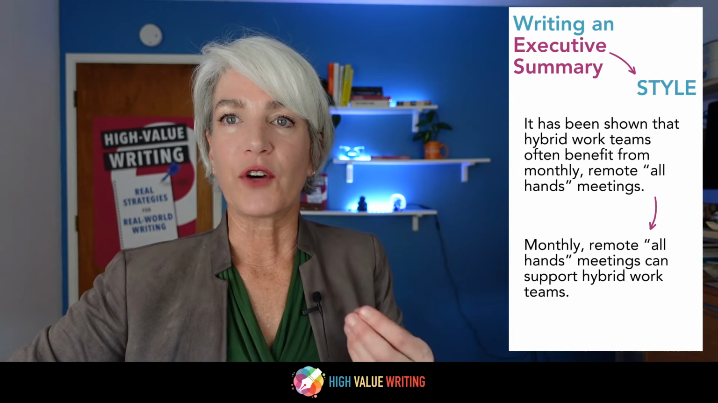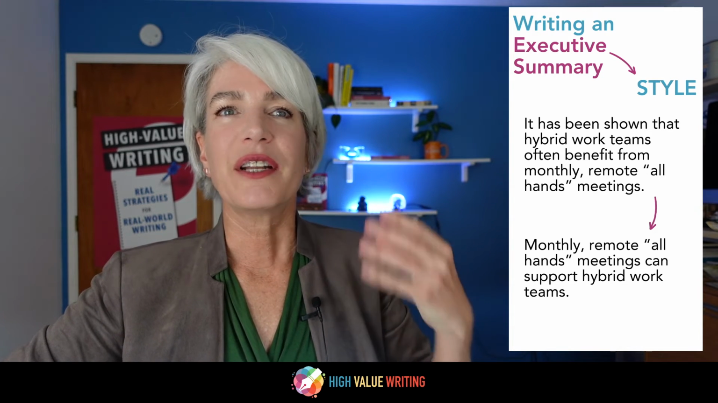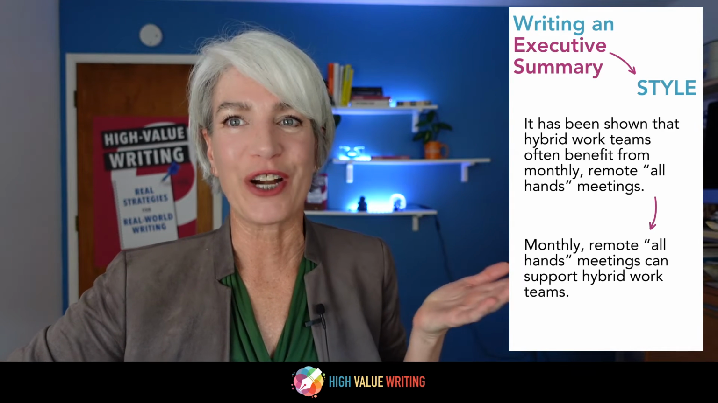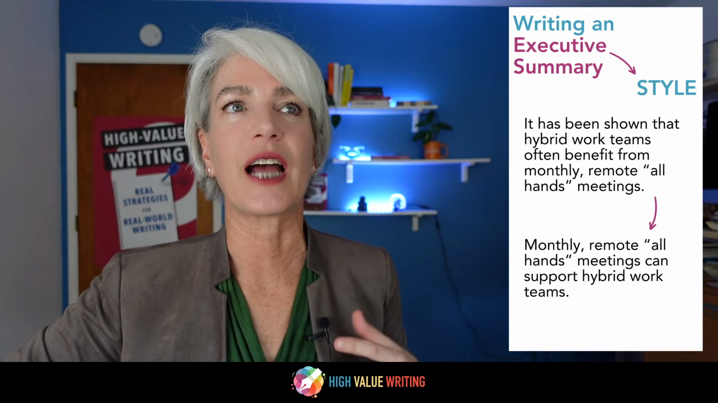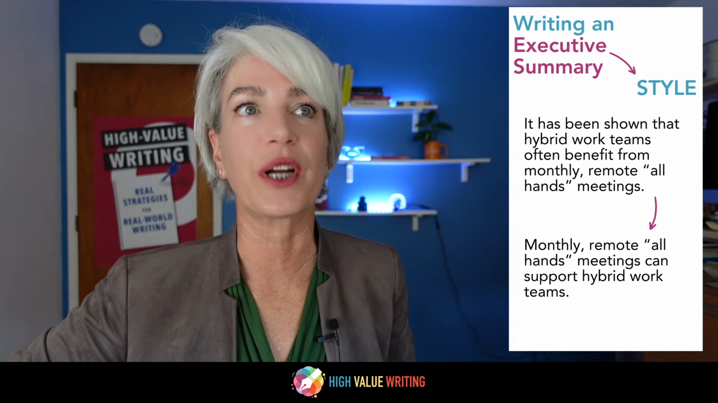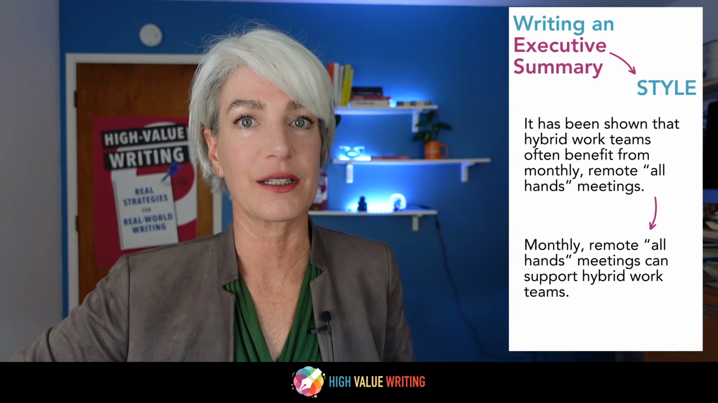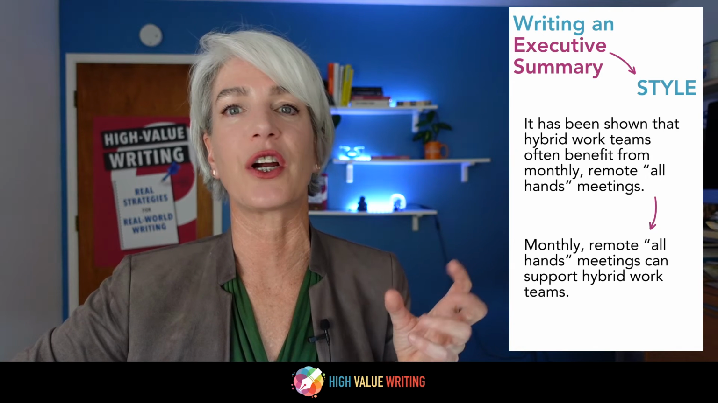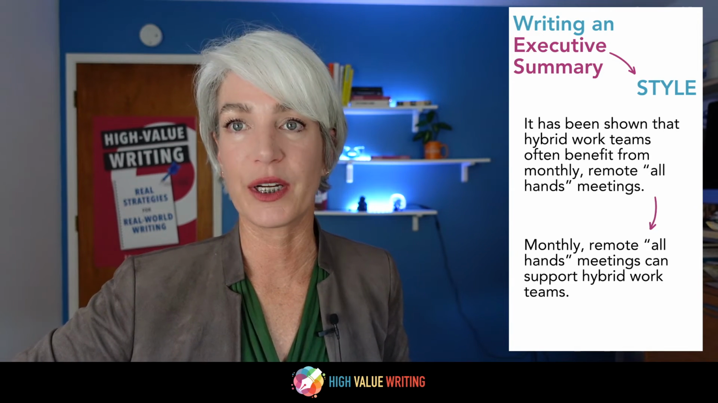Writing with a who, what forward structure. Here's another video on that. You want to do that here because you don't want to be spending any of your limited space on wordy words. We just want to get to the meaning. So instead of writing in the style of it has been shown that hybrid work teams often benefit from monthly remote all-hands meetings, I'm going to switch that around to a who, what structure. Monthly remote all-hands meetings can support hybrid work teams.